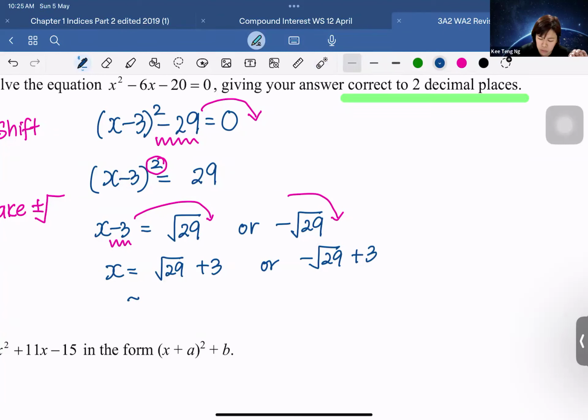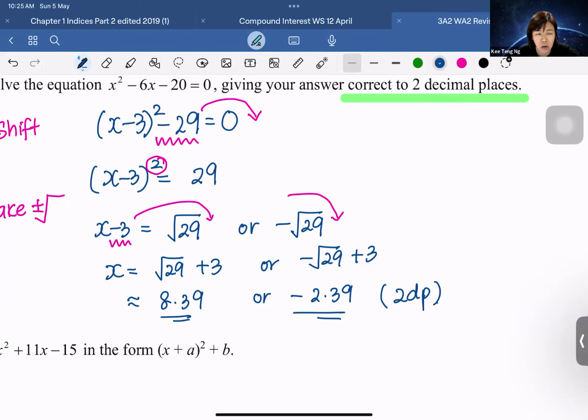Okay, then I round it off to 2 decimal places, so it becomes 8.39. Then I go back and put a negative to my 8.39. That will give me negative 2.385, then round off, it becomes negative 2.39, to 2 decimal places.